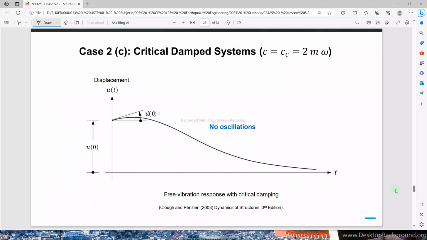The graph is time versus displacement. If we have an initial displacement here, and since our coefficient of damping is equal to the critical damping 2m omega, therefore there is no oscillation when there is an applied displacement. It will just go back to its original position and stay there throughout the time. So there is no oscillation in the structure. This is case 2C.